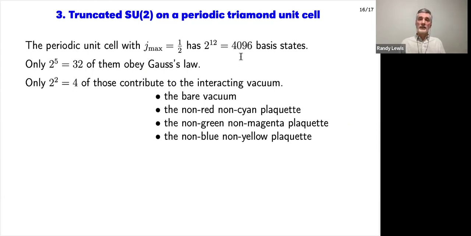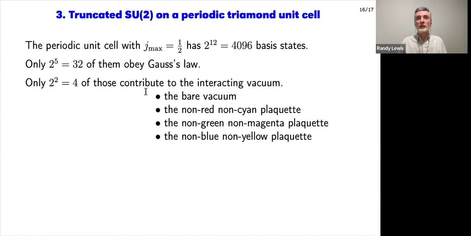But Gauss's law says that at any site on your lattice, color has to add up to 0. All the incoming color to that site has to add up to 0. That means only 32 of the 4,096 basis states actually obey Gauss's law. And most of those cannot contribute to the vacuum. They're in different topological sectors. They have color flowing around one boundary and back in from the other side. And so it's actually just 4 states that provide the ground state for this unit cell.